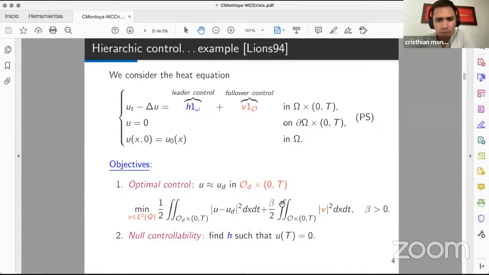Okay, and once we have this control v, we analyze a controllability problem related with the leader control h. In this example, it's about the null controllability property. That means that we want to find a control h in some space, satisfying that the state at final time is 0.